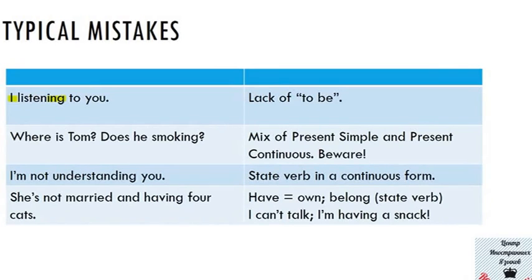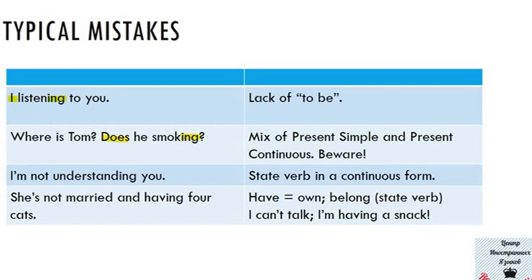In the next example, you may see that there is a mix of present simple and present continuous. Where is Tom? Does he smoke? You either want to know if he smokes in general. In this case, you may ask, does he smoke? Maybe you're looking for a partner. Or maybe you're looking for Tom. Where is Tom? Is he smoking? And you just want to know what he is doing right now, at the moment when you're looking for him.